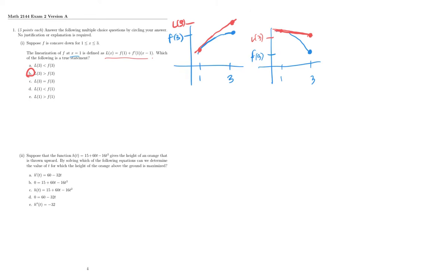On the next one, it says, suppose that the function gives the height of an orange that is thrown upward. By solving which of the following equations can we determine the value of t for which the height of the orange above the ground is maximized? So I know that at the maximum, the derivative function will equal 0. So h prime of t is equal to 60 minus 32t. And I need to set that equal to 0 to find the critical point. So the correct answer there is D.